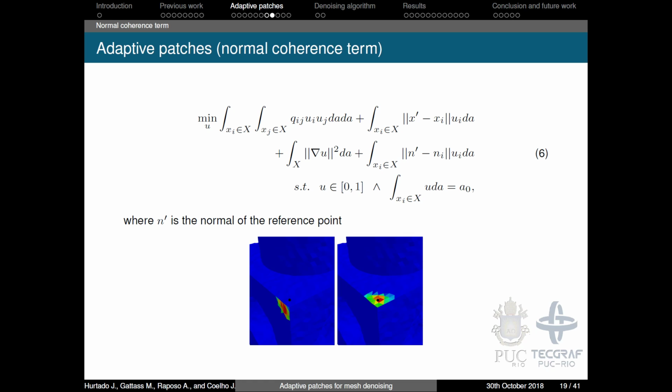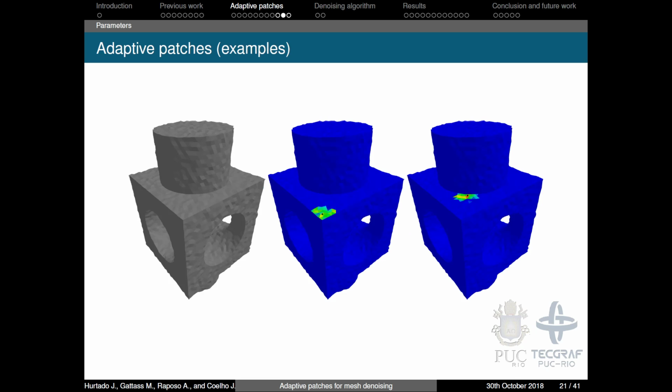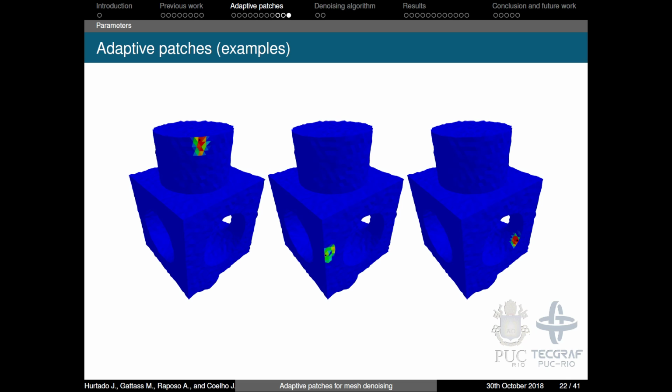In that sense, we will obtain a solution which has coherence to the reference point norm. So we have this optimization problem where we have the parameters alpha, beta, gamma, and delta that allow us to control the behavior of the patches. These are examples of how patches work.